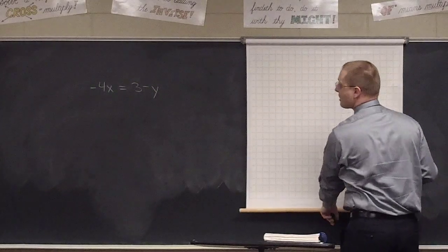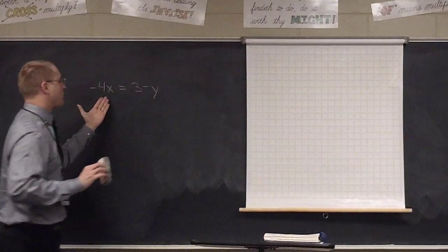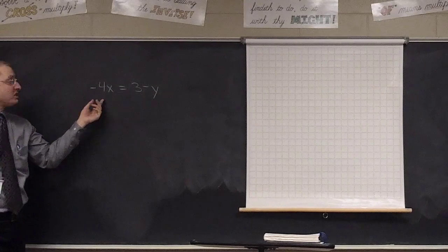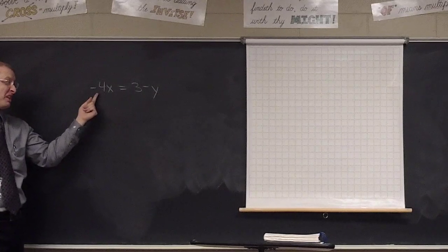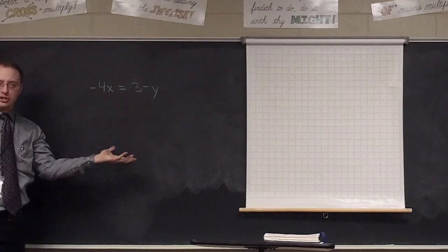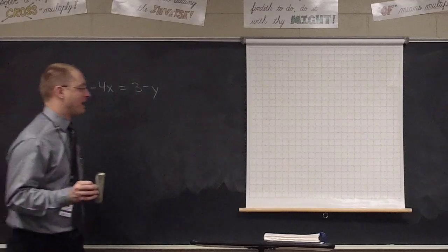Good. Now, you might say, well, the X, all you have to do is divide away the negative 4, right? The X is not by itself. The X has a negative 4 with it. But if we divide away a negative 4, it's going to make fractions, isn't it? We hate that. Y is easier to get by itself.